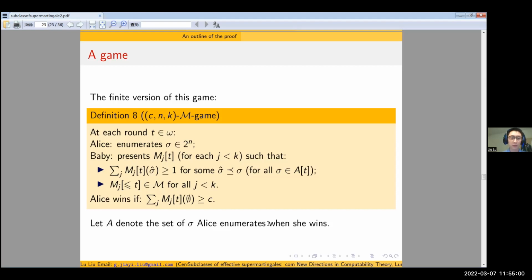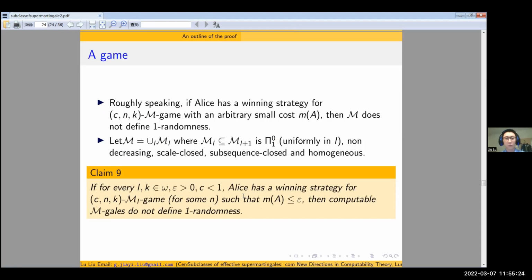Of course, Alice always wins, because once she enumerates all the strings, Baby will have to spend at least $1, because Baby has to spend $1 on any prefix of the strings she enumerates. So by the supermartingale property, if Alice enumerates every string, then she wins. This C is always smaller than one. But that's not what we need. What we need is to show that Alice can win this game with an arbitrarily small cost, because the measure of the martingale test set V_n is approaching zero. So we need to show that she has a winning strategy with an arbitrarily small cost. More concretely, we have the following observations.